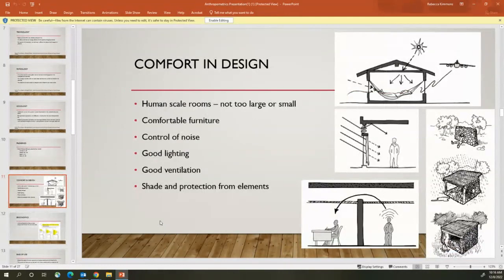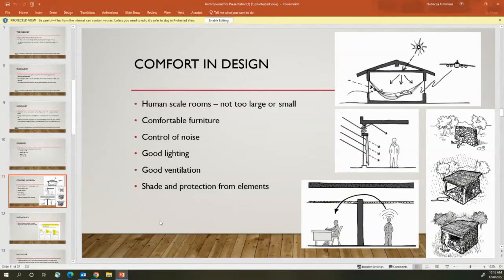Comfort in design is huge in space planning, and this comes into more than just what you look at on your 2-dimensional floor plan. This takes into account your 3-dimensional space. When we are talking about space planning, a lot of it we are going to be drawing on a 2-dimensional floor plan, but you always want to keep in mind that 3-dimensional space and what's going on. So you want to create human scale rooms, not too large or too small.